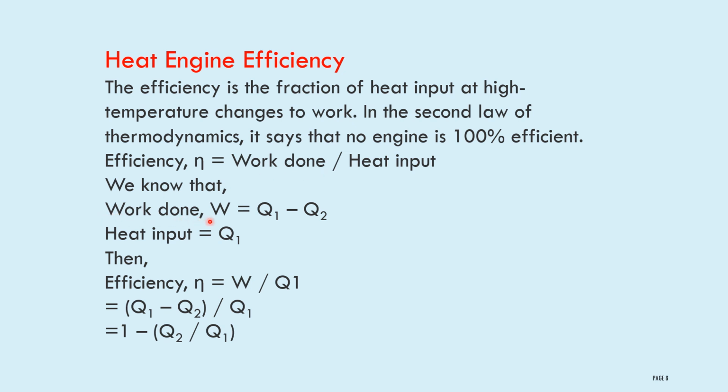Work done is equal to Q1 minus Q2, the change of heat. Heat input is Q1. Substituting in the formula of efficiency, it is given by W divided by Q1, that is, Q1 minus Q2 divided by Q1. Dividing both terms by Q1, Q1 by Q1 gets cancelled. You will get 1 minus Q2 by Q1. This is the efficiency of a heat engine.